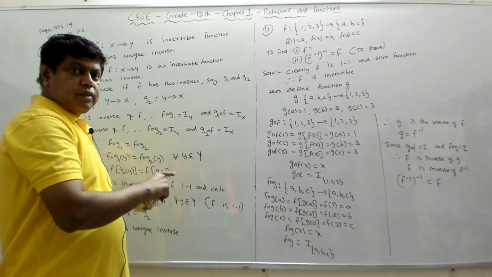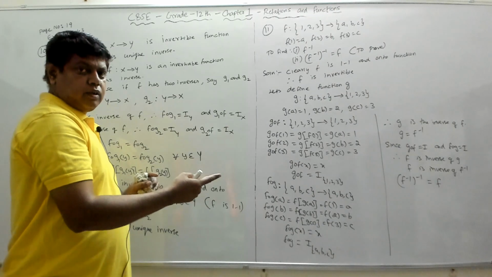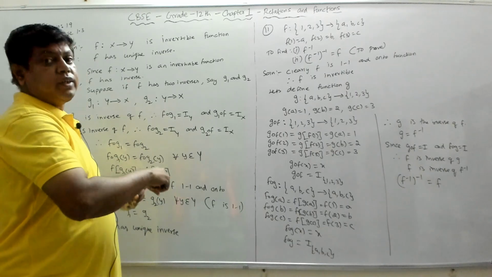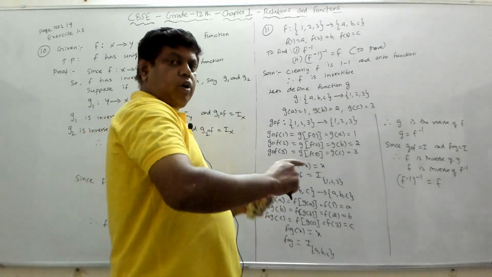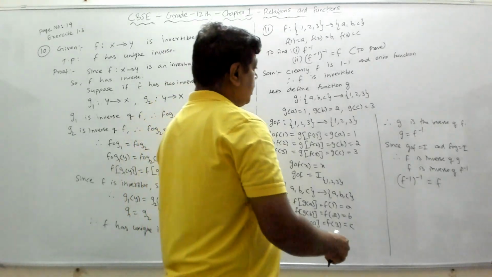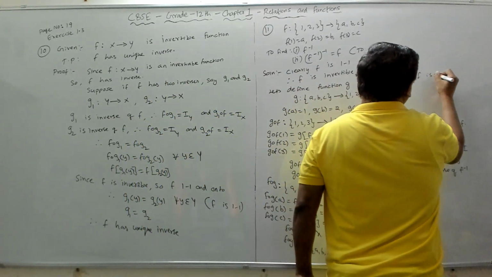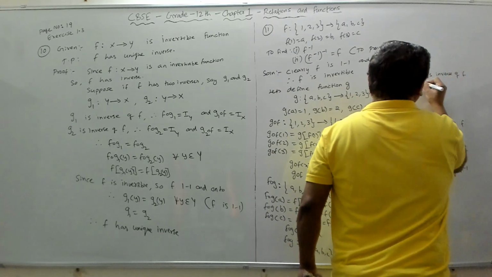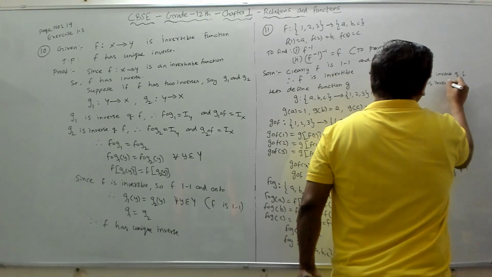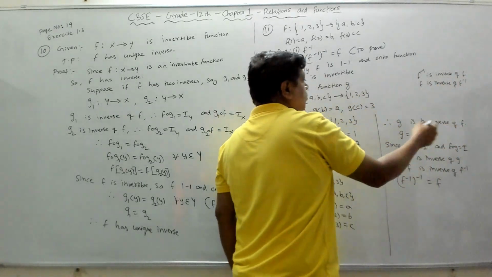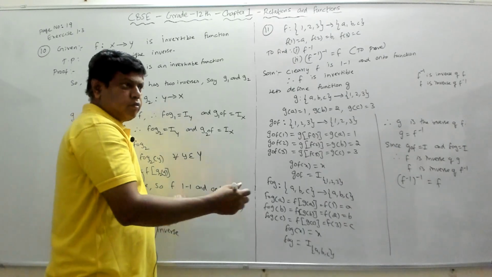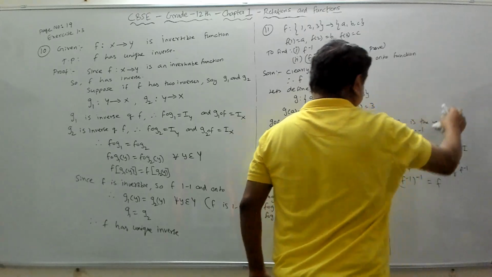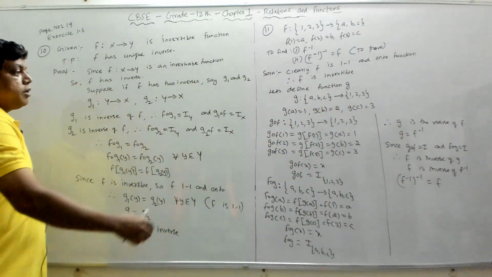So f inverse is the inverse of f. F inverse is inverse of f, and f is the inverse of f inverse. Both are true. Right? So we can say like this: f inverse is inverse of f, or we can say f is inverse of f inverse. Both are true. One is the inverse of the other, basically. Fine. So you can stop the video and take the notes.